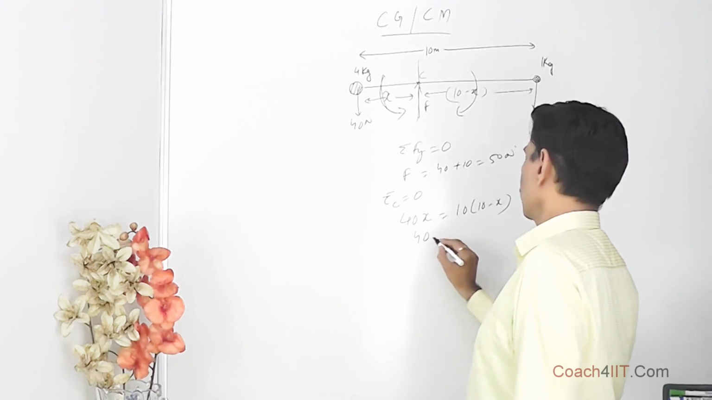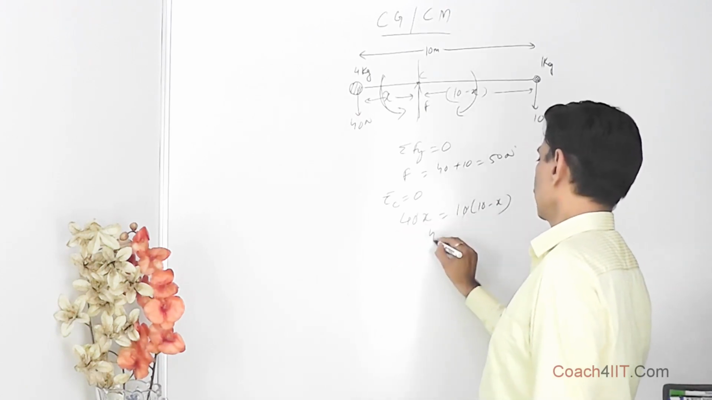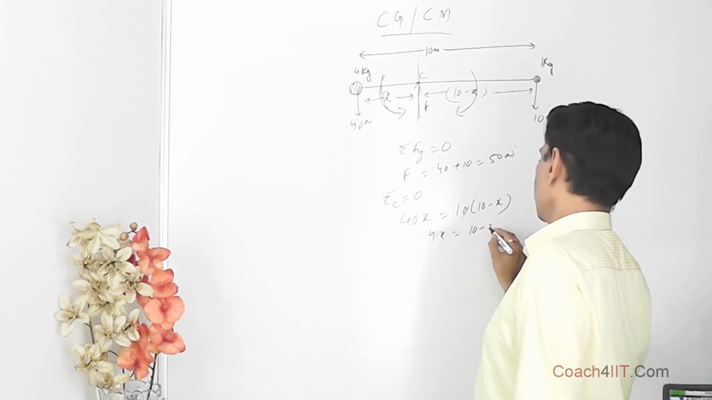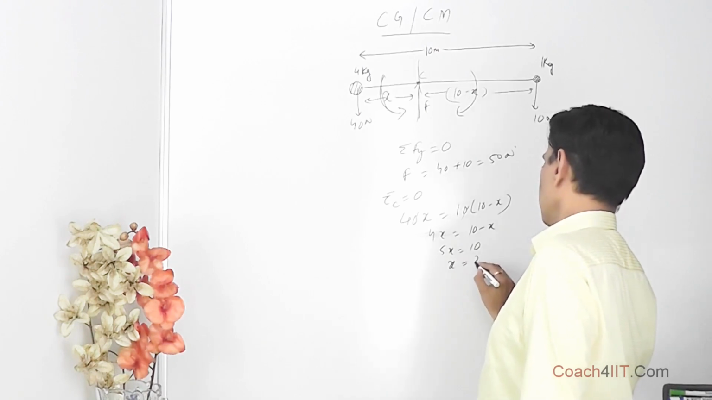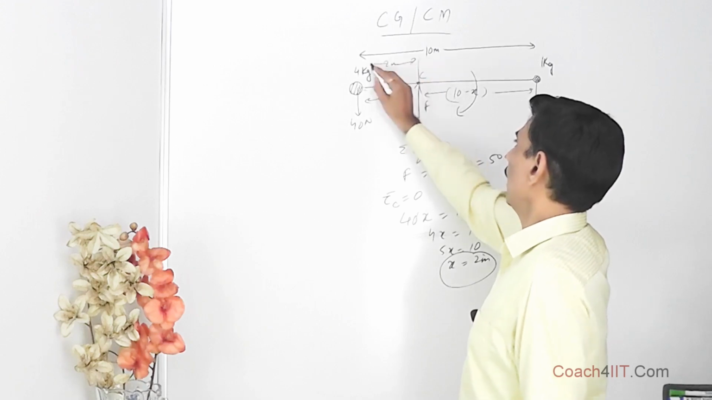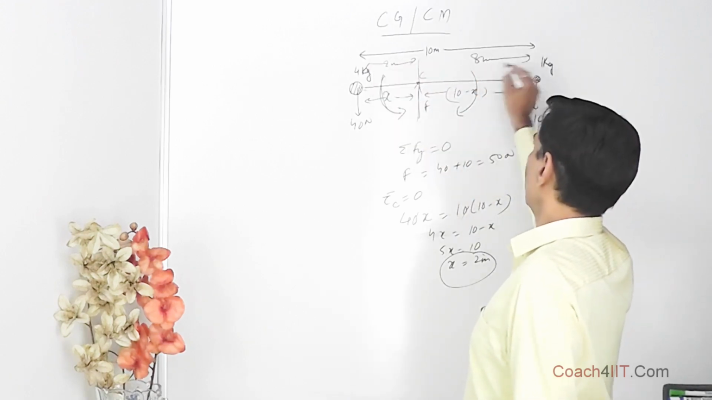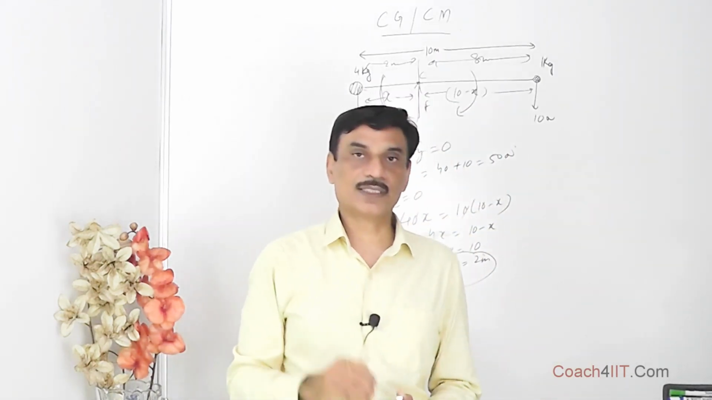So 40x equals 10(10 minus x), or we can say 4x is equal to 10 minus x. So 5x is equal to 10, and x becomes equal to 2 meters. From here to here, 2 meters is this distance, and from here to here, 8 meters is this distance. So this way we can find the center of gravity.